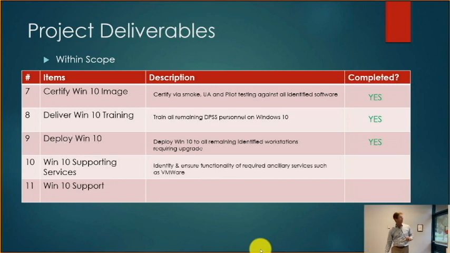Windows 10 supporting services: identify and ensure functionality of required ancillary services, such as VMware. We needed special subject matter experts throughout the organization to identify what those were, and I'm thinking Gary Kessler and his team as well for helping us with that. And then Windows 10 support.